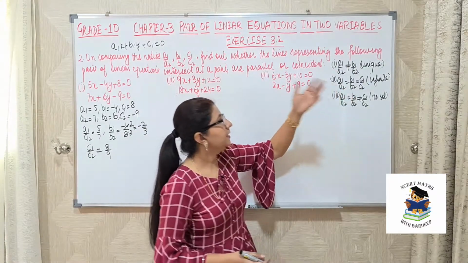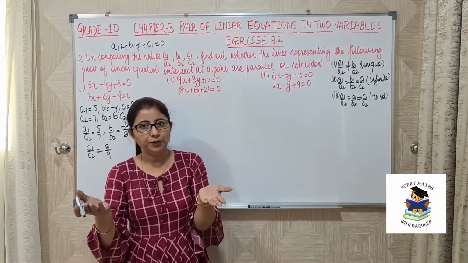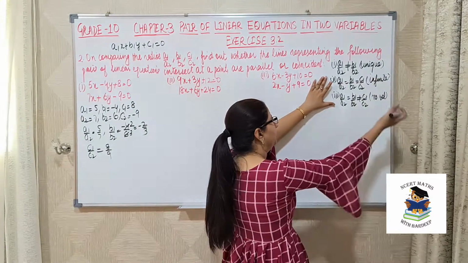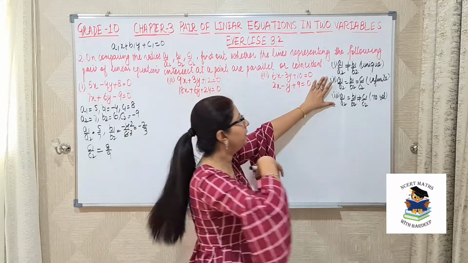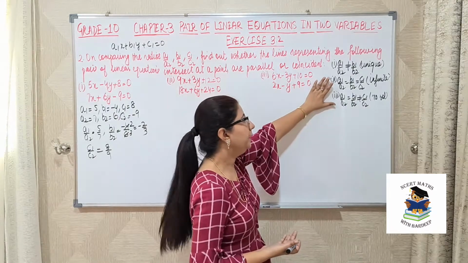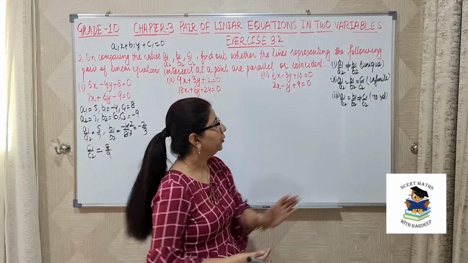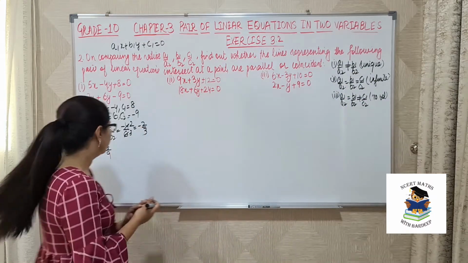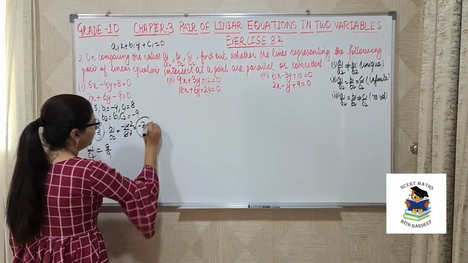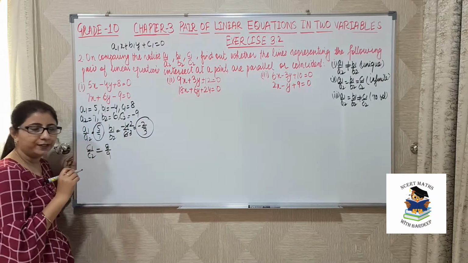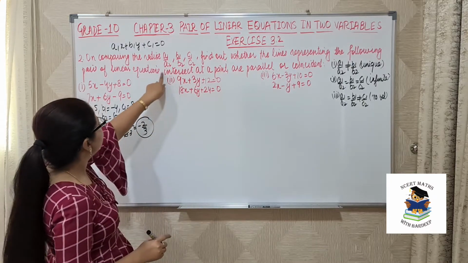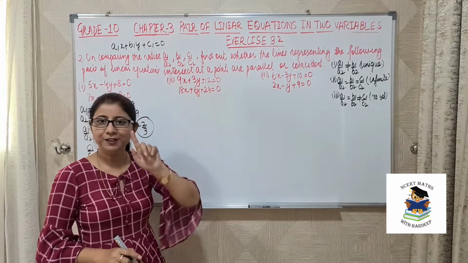The second possibility is, if a1 by a2 is equal to b1 by b2, then we should check whether c1 by c2 is also equal to the same ratio or c1 by c2 is not equal to it. If equal, then infinite solutions. If not equal, then no solution. In our case, we can see that 5 by 7 is not equal to minus 2 by 3. So this will have a unique solution. Unique solution means intersect at a point.